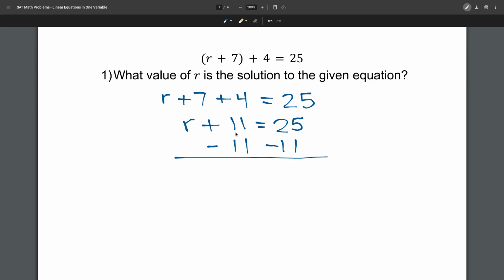On the left-hand side of the equation, 11 minus 11 is 0. So a lot of times you'll hear these cancel each other out. But really it's r plus 0, which is just r. That's equal to 25 minus 11, which is 14. So here we go. For this first one, we get r equals 14. And we're done with the first one. Okay, let's keep going.